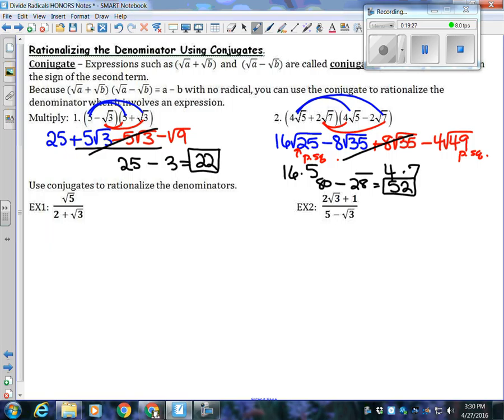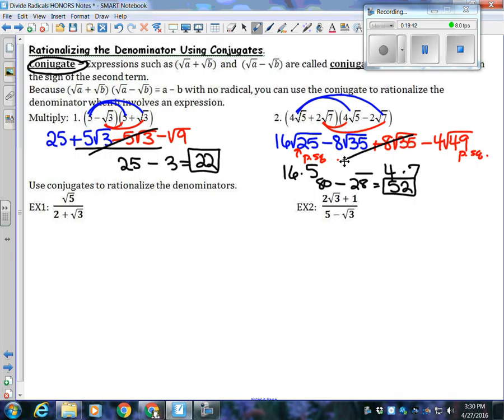All right, so just make an observation here. If you have a matched pair, these are called conjugates. These are expressions such as you have the plus and the minus of the same things, like a matched pair. You do not get a radical. So we can use this to our advantage.